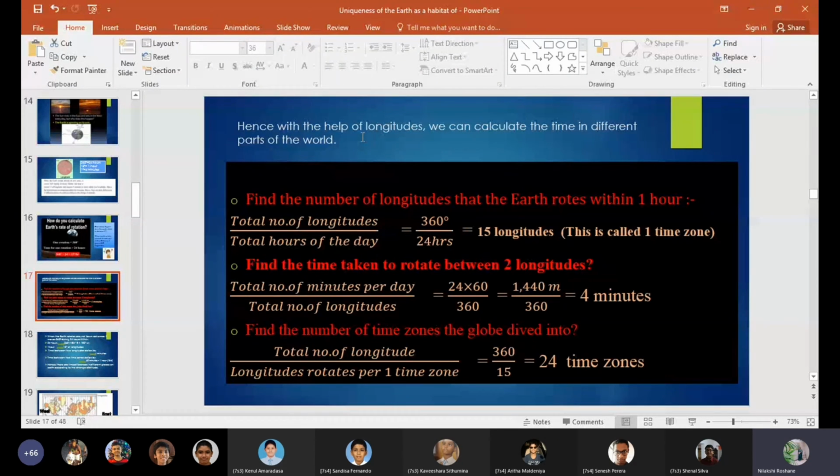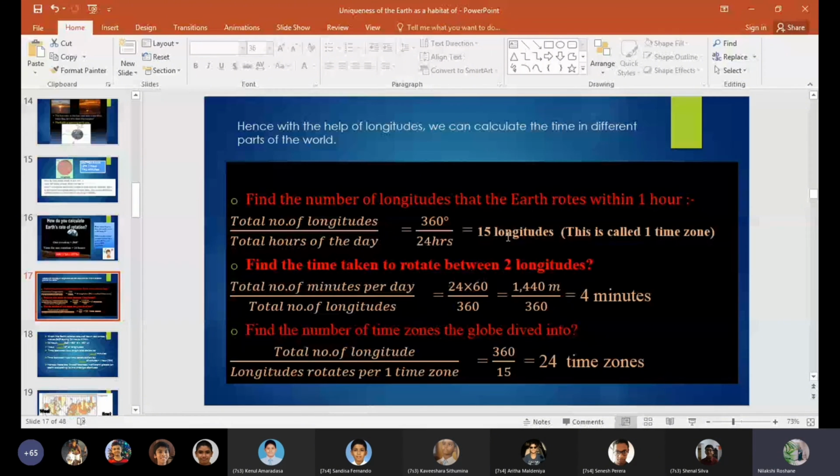Find the number of longitudes that the Earth rotates within 1 hour. You have to divide the total number of longitudes, which is 360, by the total hours of the day. How many hours per day? Yes, 24 hours. So to find the number of longitudes the Earth rotates within 1 hour, divide 360 by 24, and you get the answer as 15 longitudes.